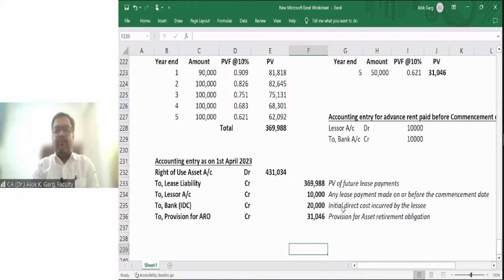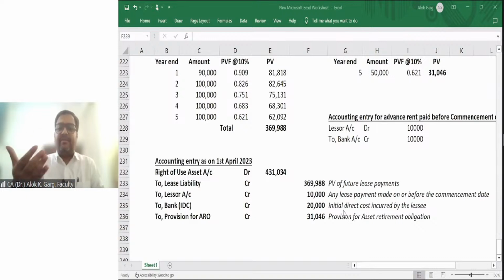Friends, do let me know if you have any question or query on this accounting entry. Kirti is asking, sir, can you explain lease incentive received by the lessee also? Yes. First of all, what is lease incentive? Lease incentive is something different. The lessor is giving some money, some incentive, to the lessee.